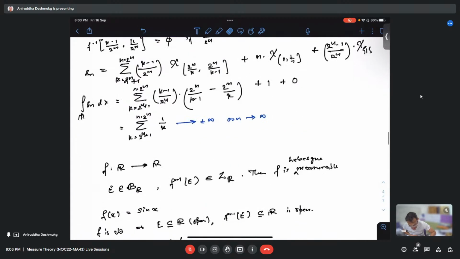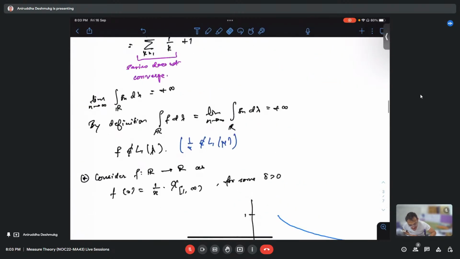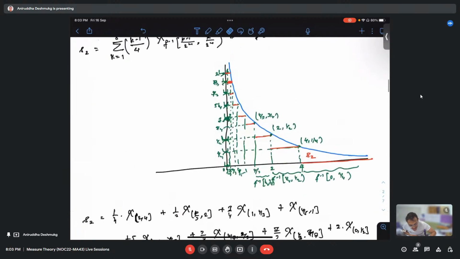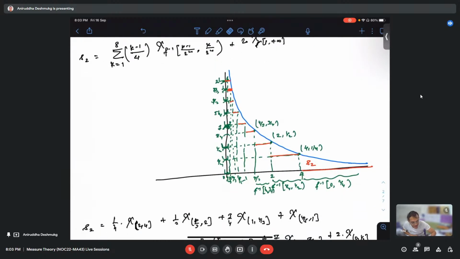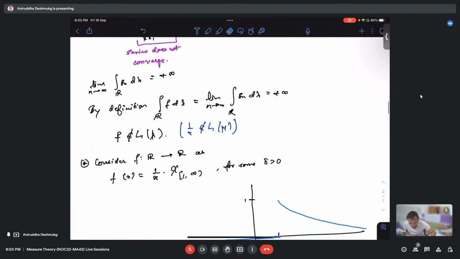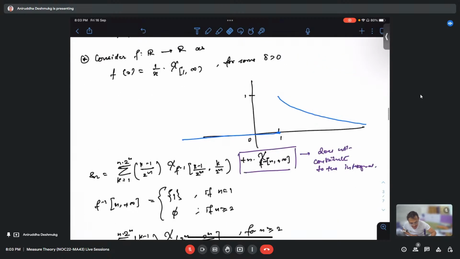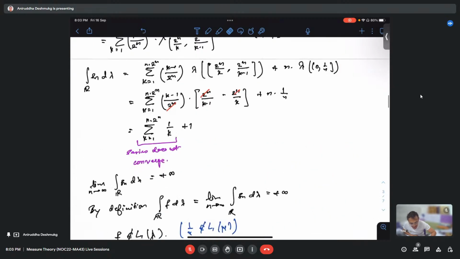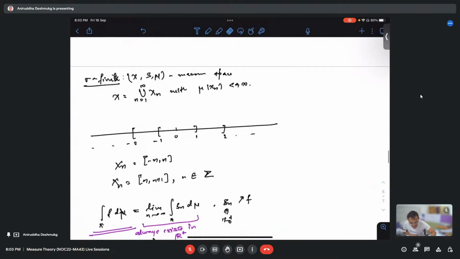So we were here, and what we saw was that no matter how we truncate this 1 by x, whether we truncate it near zero or towards plus infinity, this is always going to be a non-integrable function. Similar examples can be constructed for integrable functions and non-integrable functions as well. And perhaps we'll continue that later.